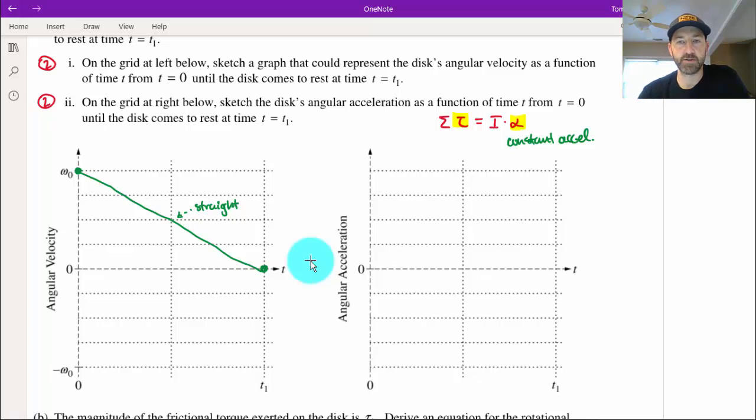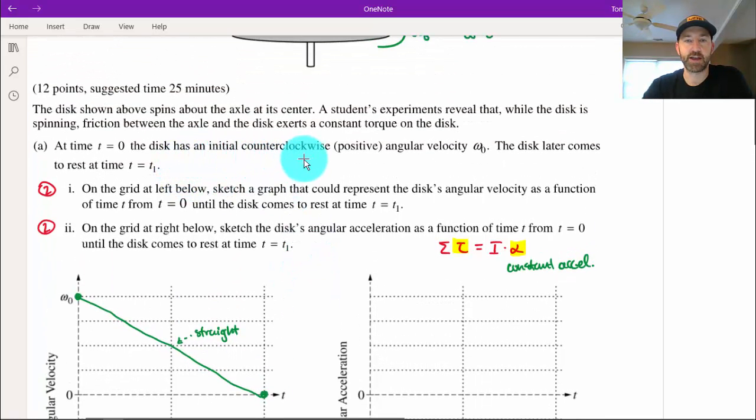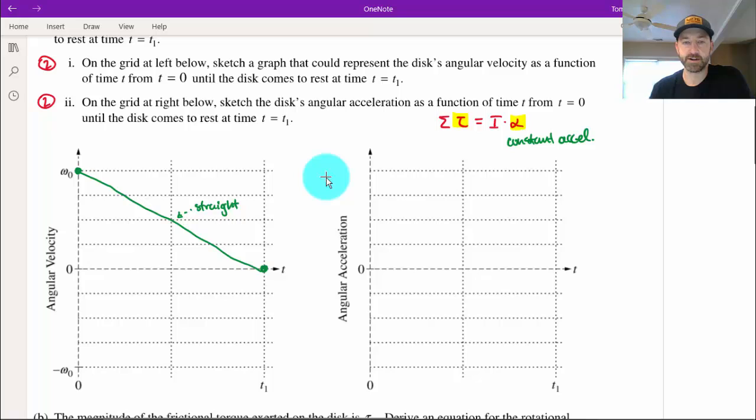So the angular acceleration now we've got to think of. We started with omega naught being positive because it said it was its initial counterclockwise positive angular velocity. Well, if I'm going to be losing angular velocity as time goes by, that means my alpha has to be negative. I have to have a negative acceleration that's subtracting away from it. So whatever I decide to call it here, I'll just put a dot down here and say that's my alpha. Don't know what the value is, but it's something there.